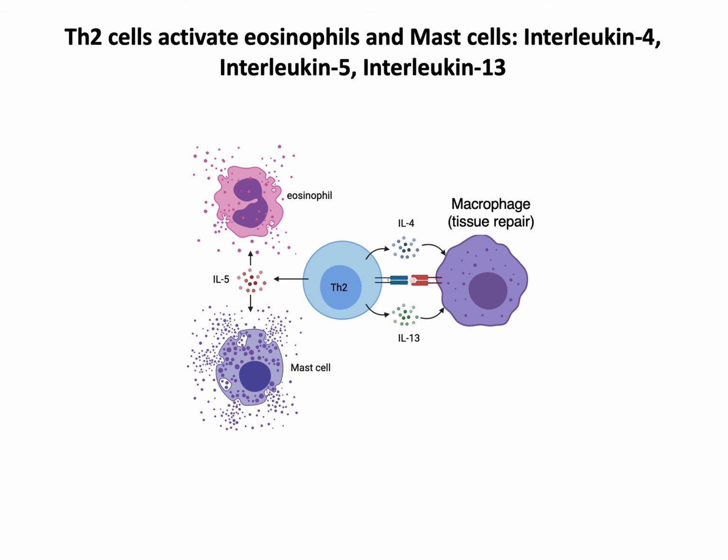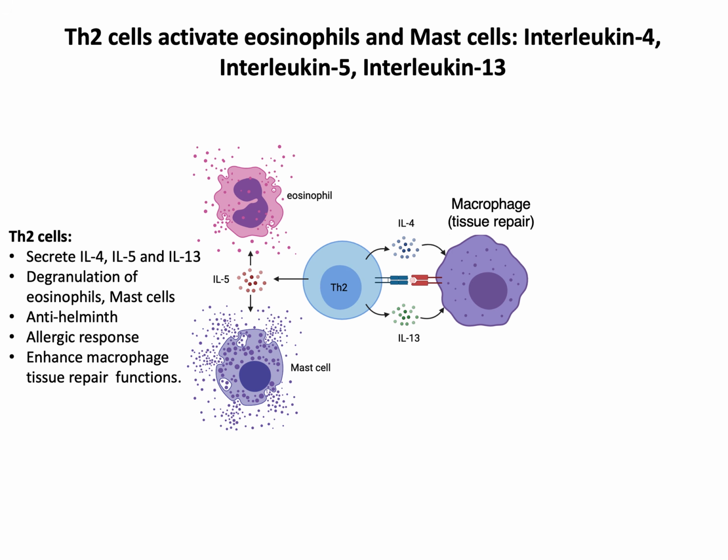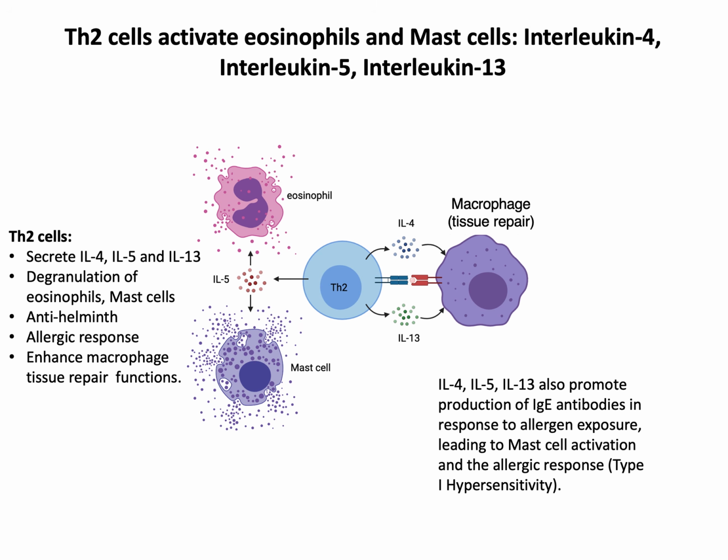Th2 cells, when they migrate to tissues, are important in activating certain types of immune cells, such as eosinophils and mast cells. And they do so through the production of three cytokines: interleukin-4, interleukin-5, and interleukin-13. These cytokines induce degranulation of eosinophils and mast cells and are important in the anti-helminth response. They also participate in the allergic response, and they enhance macrophage tissue repair functions.